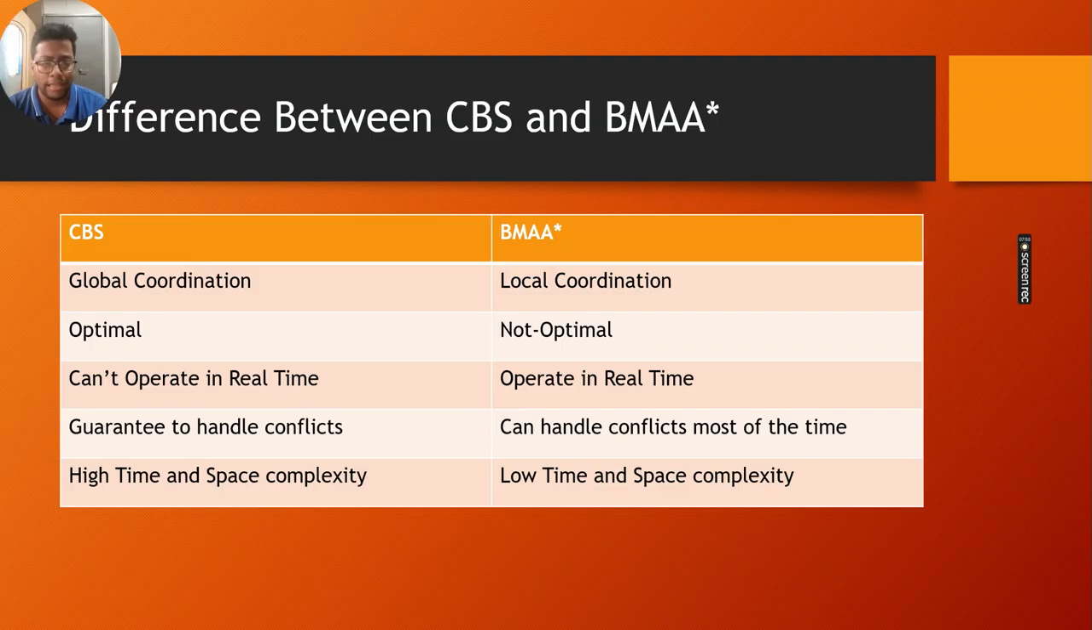Conflict-based search is guaranteed to handle conflicts. If there exists a solution without any conflicts, it can be found by CBS. But BMA A-star does not focus on finding such solutions. It focuses on just moving the NPCs faster or moving the NPCs continuously. Then conflict-based search has high time and space complexity, but BMA A-star has low time and space complexity. We can also see that conflict-based search is not scalable, but BMA A-star is scalable.